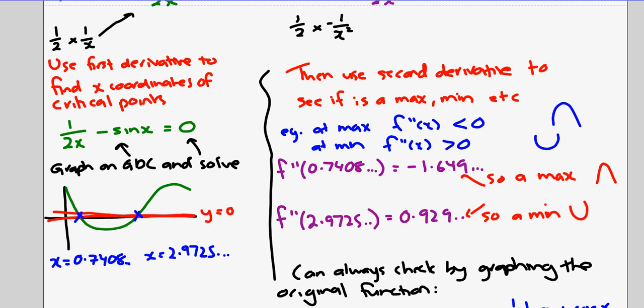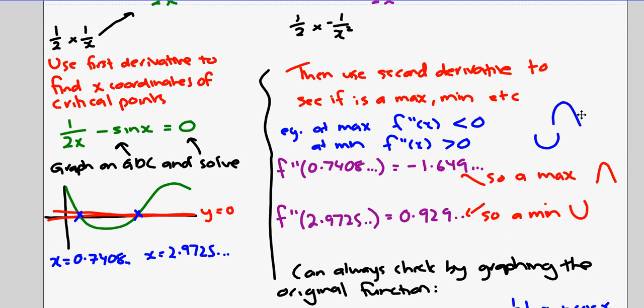Because remember, at a maximum, it's frowning. So at a maximum, the second derivative is negative. At a minimum, it's smiling. So the second derivative is positive. So sub in these 2 values into your second derivative, see if the answer is positive. If it's positive, you know you've got a smiling minimum. If it comes out as being negative, you know the original function had a frowning maximum.